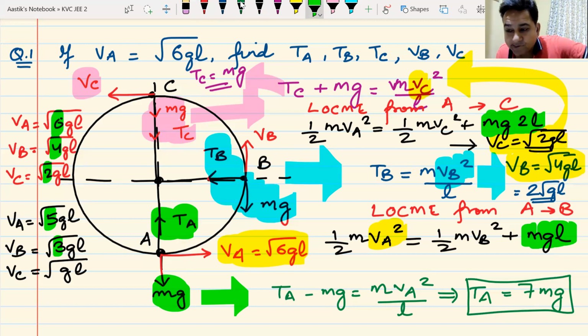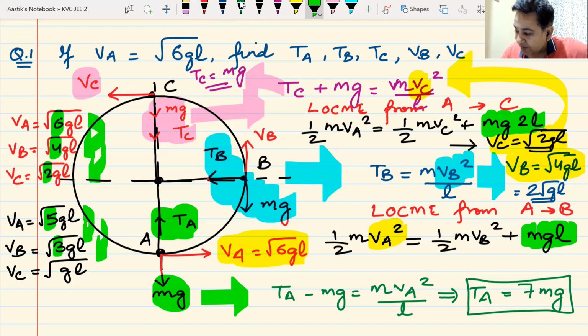What is the pattern? How did you get it? Difference is 2, sir. The difference between this and this, and between this and this, has to be 2. Why is it coming as 2? Because of this term MGL. 1 MGL creates a difference of 2. 2 MGL will create a difference of 4. So from the bottommost to the topmost, the difference will be 4. Do we understand this? Yes, sir.